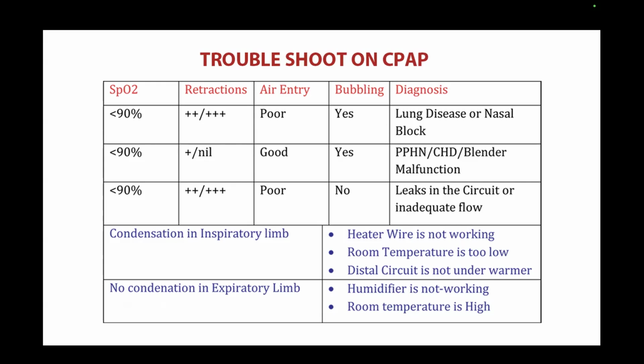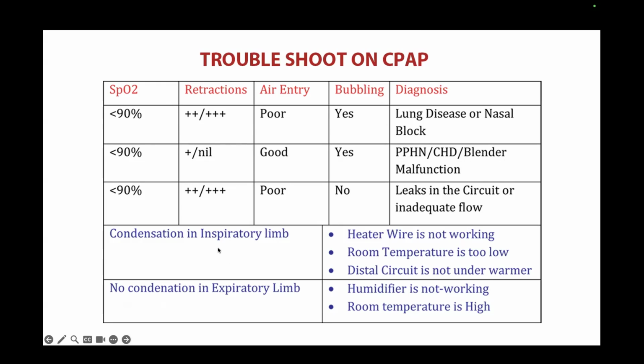However, if the saturations are low, that is hypoxia, with no retractions and good air entry, that means there is no problem with the interface, no problem with CPAP, it's only hypoxia. So it could be heart disease or PPHN or blender malfunction. You might set 30%, and the baby is getting only 21%. So blender malfunction should be cross-checked using a FiO2 monitor.